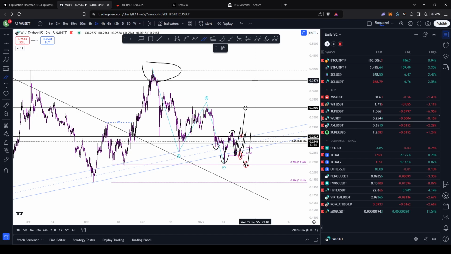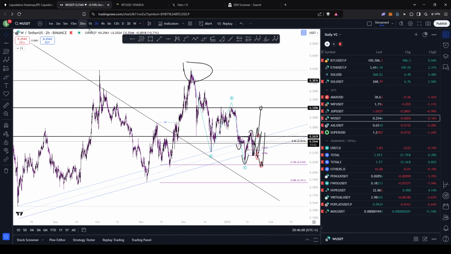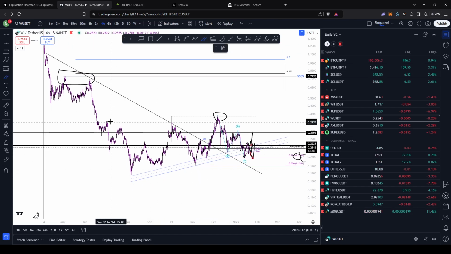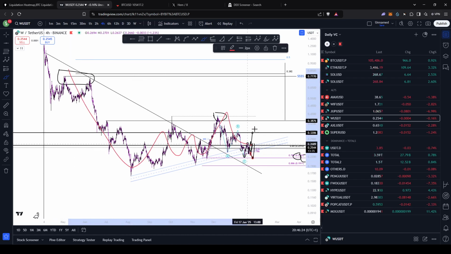0.32 first target, 0.38 second target. Expanded targets for this entire move, I'm talking spot now, would be that you're initially looking at these previous highs, 0.41. Overall, this is an ascending triangle.